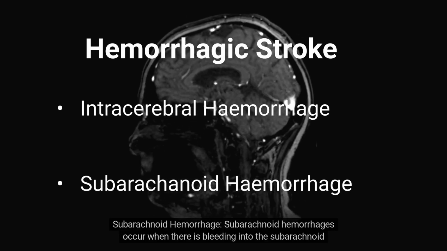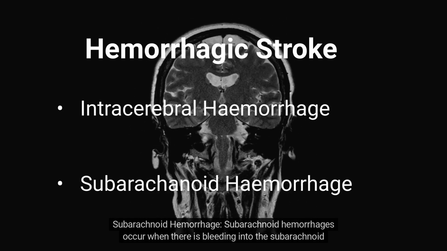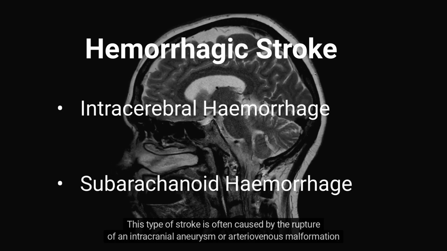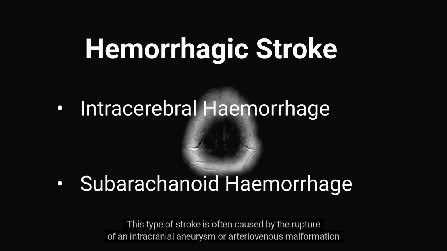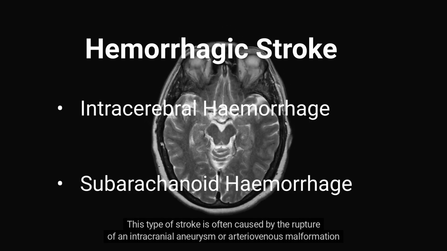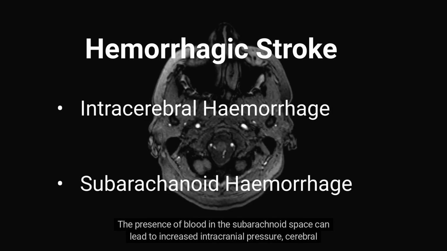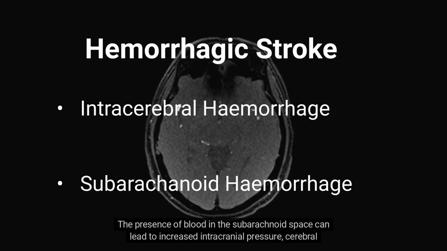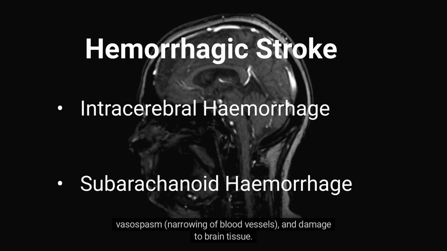Subarachnoid hemorrhage. Subarachnoid hemorrhages occur when there is bleeding into the subarachnoid space, a fluid-filled area surrounding the brain. This type of stroke is often caused by the rupture of an intracranial aneurysm or arteriovenous malformation, AVM. The presence of blood in the subarachnoid space can lead to increased intracranial pressure, cerebral vasospasm, narrowing of blood vessels, and damage to brain tissue.